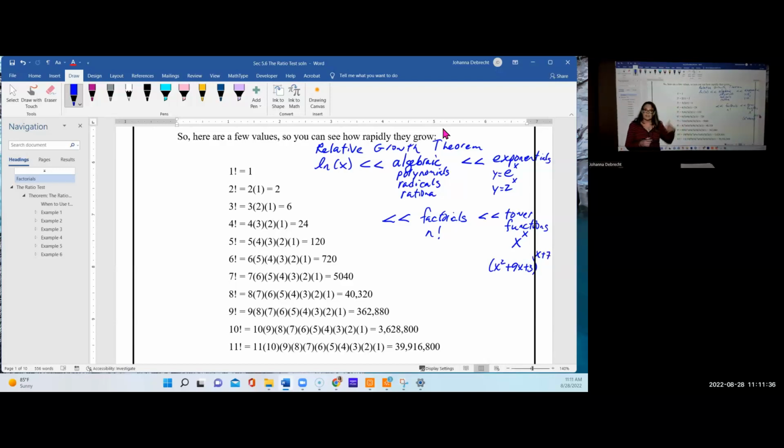And in fact, you can have it built even higher. You can have another power on that and it will grow even faster. So these are the fastest growing functions. And again, we're talking about orders of magnitude of infinity, how fast they go to infinity.